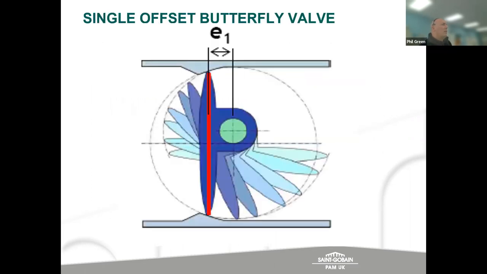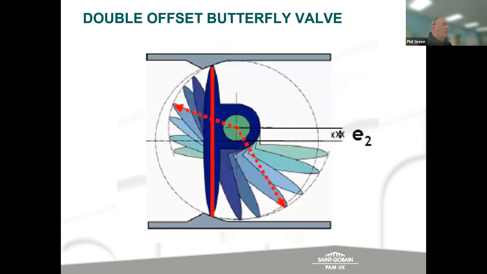If we look at a detail of a butterfly valve, a high performance butterfly valve features a slight offset in the way the disc is positioned, and this increases the valve sealing ability and decreases its tendency to wear. So in this example, it's shown as single offset. The axis around which the disc rotates is not in the center line of the valve, but is offset to allow the sealing face to be an uninterrupted circle. And this allows the gasket to be in one piece.